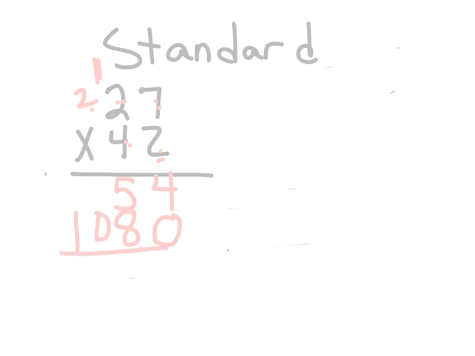So now I am ready to add my columns. 4 plus 0 is 4. 5 plus 8 is 13, so I put my 3, carry my 1. 1 plus 0 is 1, and I don't have anything up there. So 27 times 42 is 1,134. Okay, so now let's look at that same 2-digit problem with the area model.